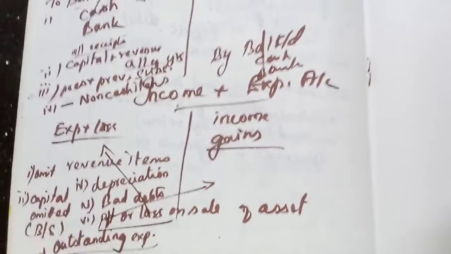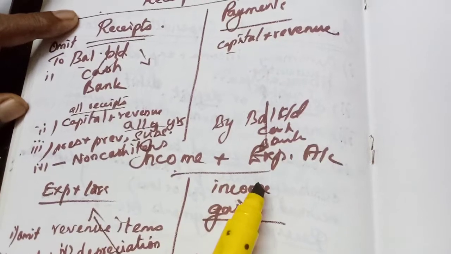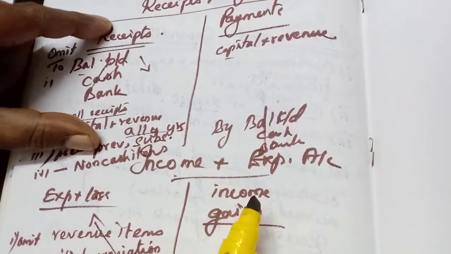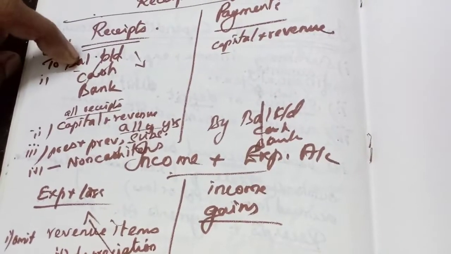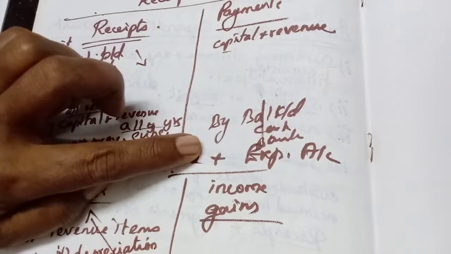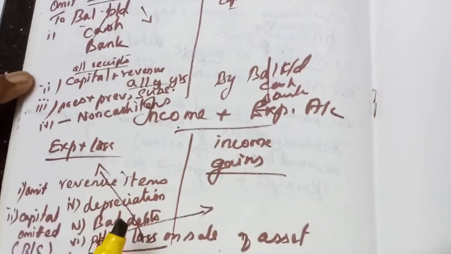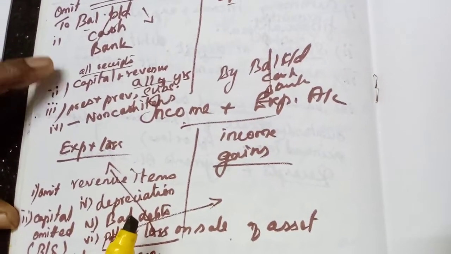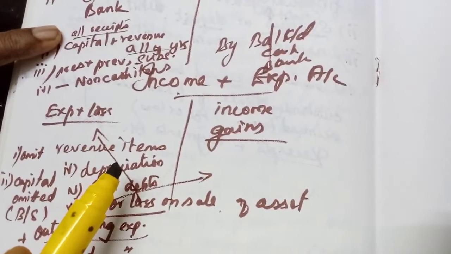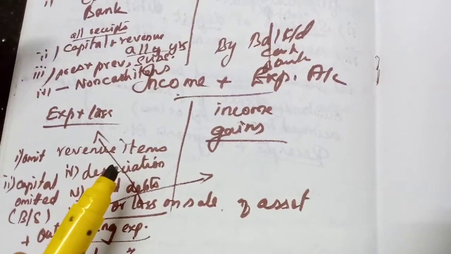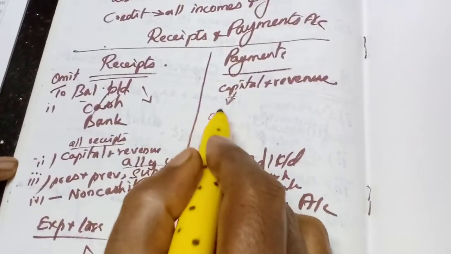Once again I am telling, the opening cash balance and bank balance are omitted in the income and expenditure account. With the receipts and payments account only we are going to do the problem, isn't it? So the opening balance and the closing cash balance should not be included. Omit that one. Don't do anything. Then we have to take only the revenue receipts. I have told you how to find out the revenue receipt and capital receipt or expenditure. Capital items will appear only once. That is the shortcut, only once.